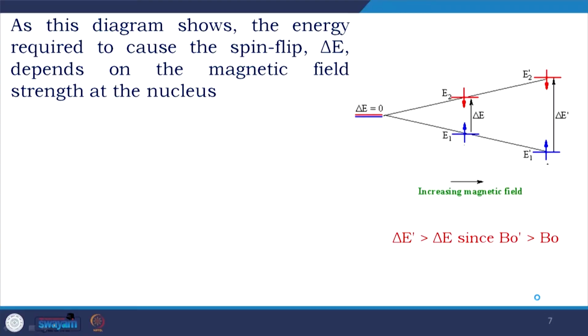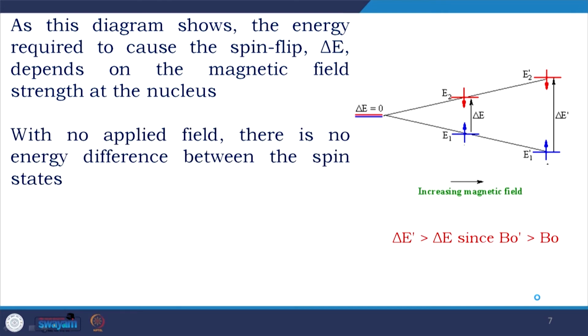So, as this diagram shows here, the energy required to cause the spin flip, del E, depends on the magnetic field strength at the nucleus. With no applied field, there is no energy difference between the spin states. So, there are two spin states, we understand them, but without any external applied magnetic field, there is no difference, the del E is 0. But then you start increasing the external magnetic field, there is a separation.